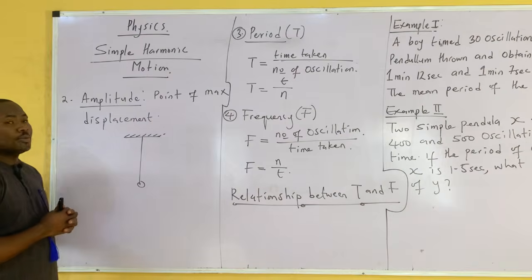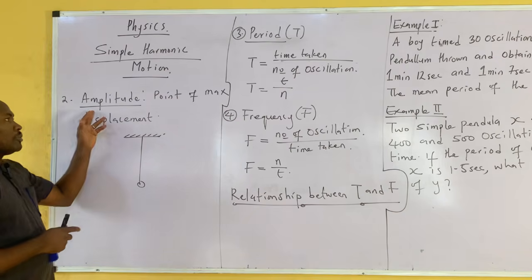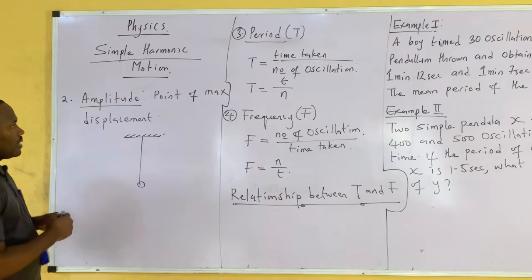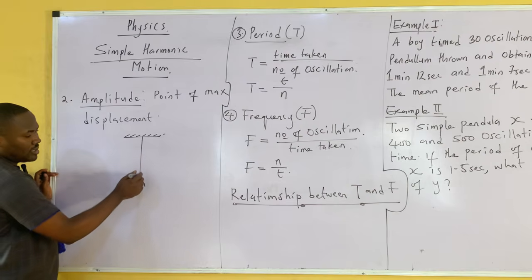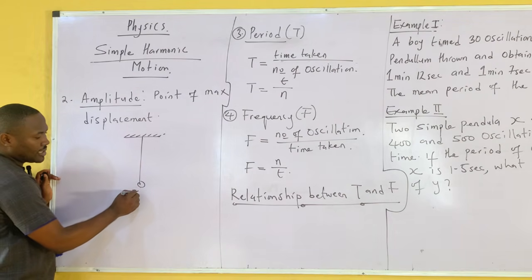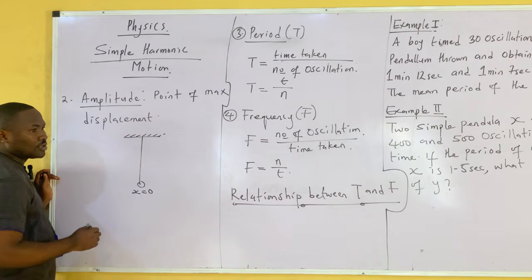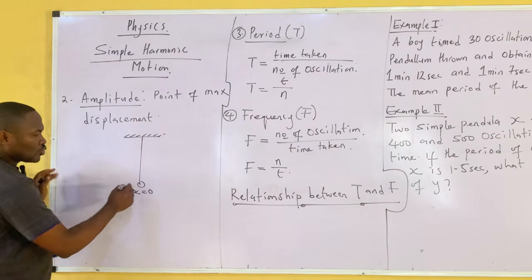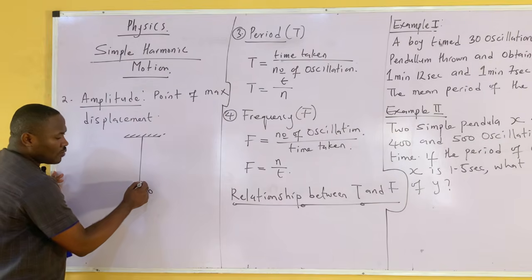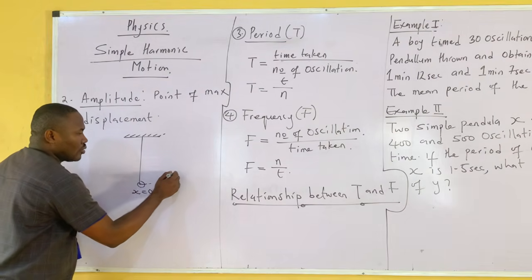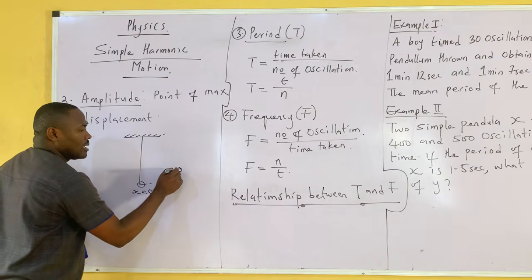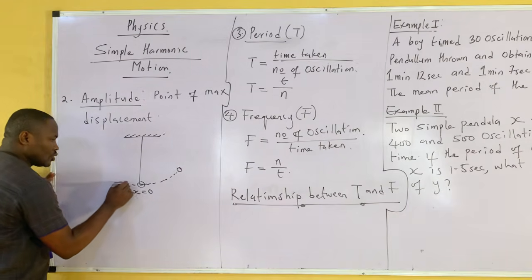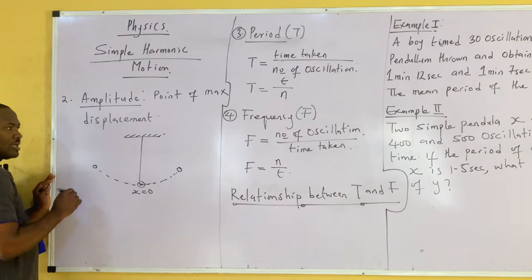Now let's look at another term associated with simple harmonic motion, which is amplitude. Remember, if this bulb is at this position, we said x is equal to 0, which means that the bulb is at rest. But when you apply a force, the bulb goes here and has the tendency to swing back here.